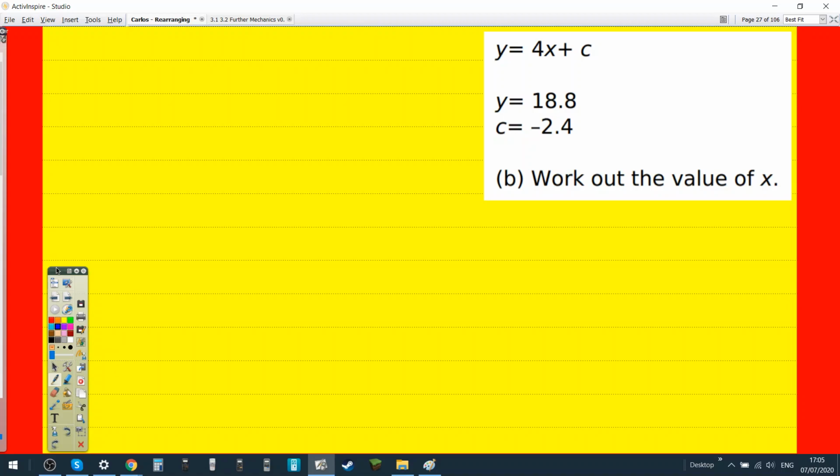Would you? Point 4. I don't know. No. So if you just sub them in, so instead of y, you have 18.8. Instead of c, you have minus 2.4. So what would be step 1?